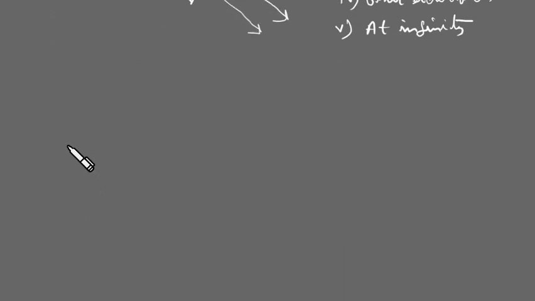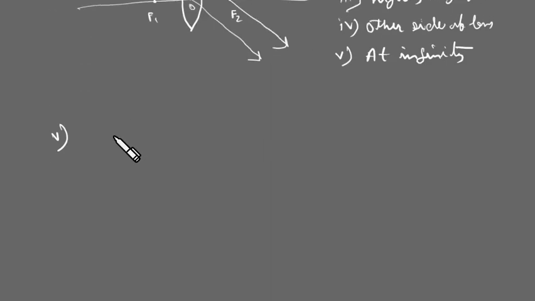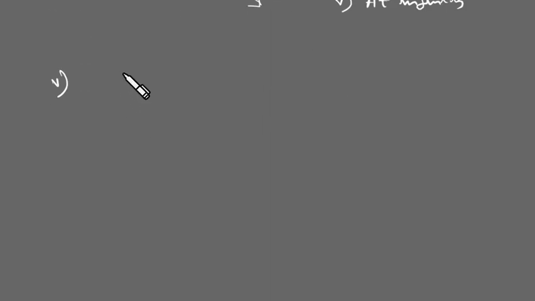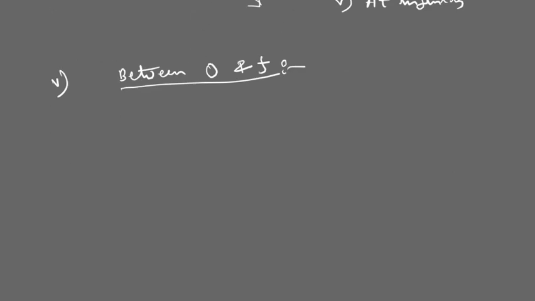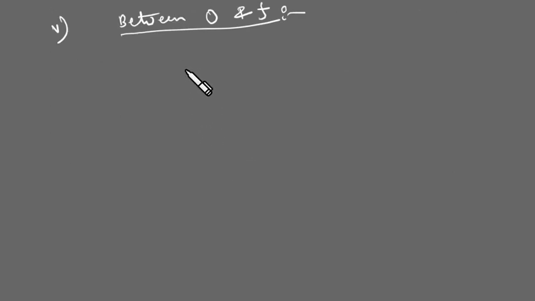And the last case, where the object is kept between optical center O and the focal distance f. This time we keep the object between optical center O and f. That means we bring the object even closer to the lens. Let's see what happens this time.